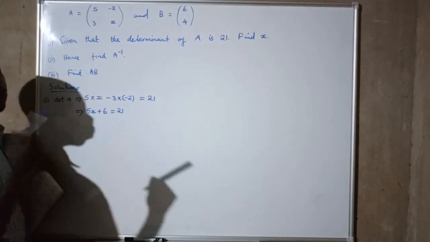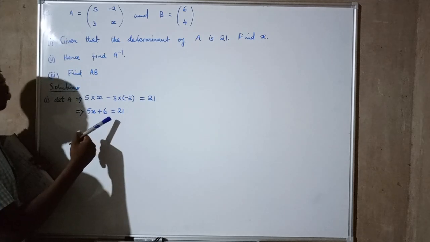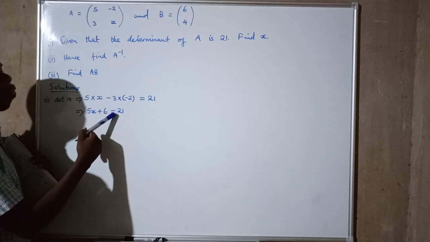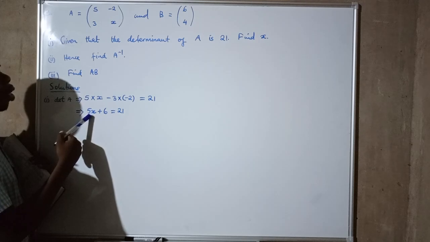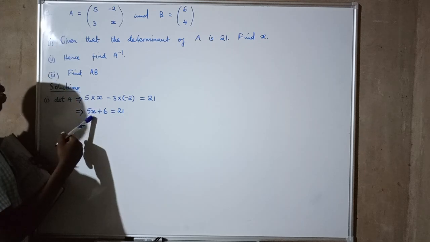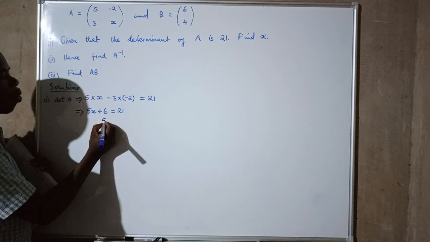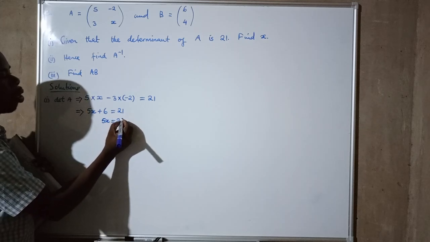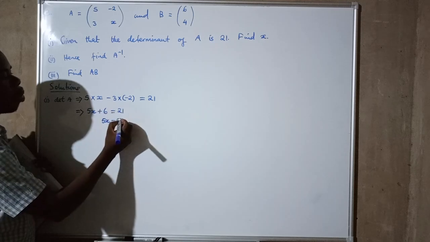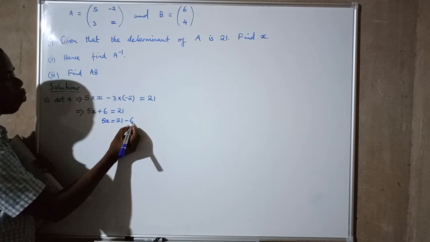So to find x, we collect like terms. Numbers which are constants must be on the right side of the equal sign, and on the left side of the equal sign we remain with the term with the unknown. So this one will also have 5x equals 21. Then this one crosses, it becomes negative 6, from positive to negative.